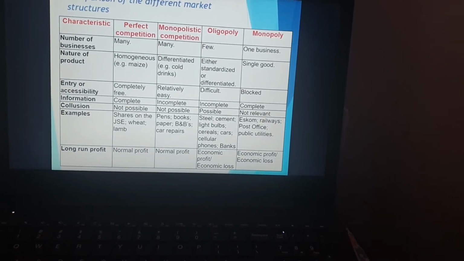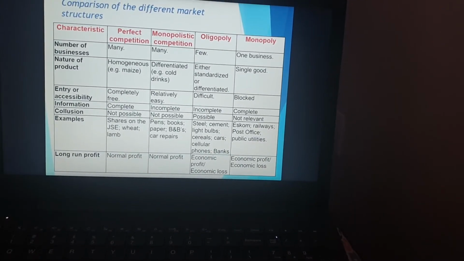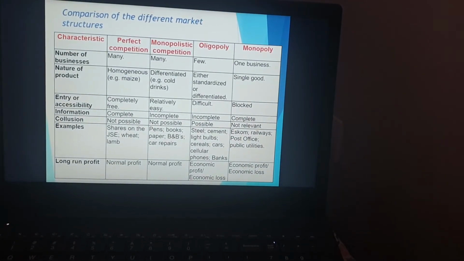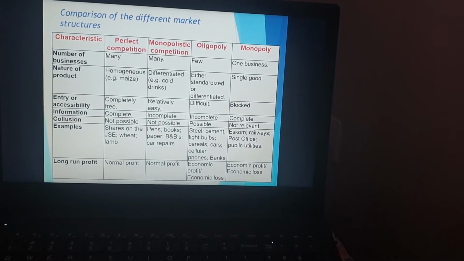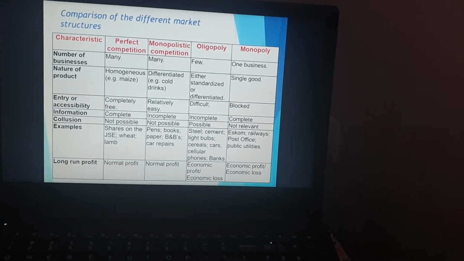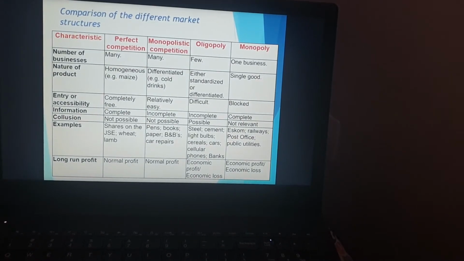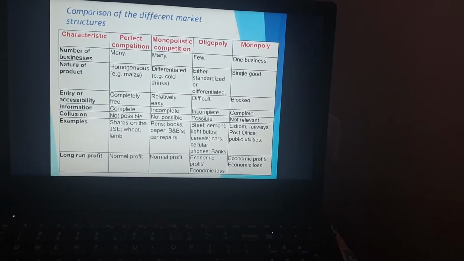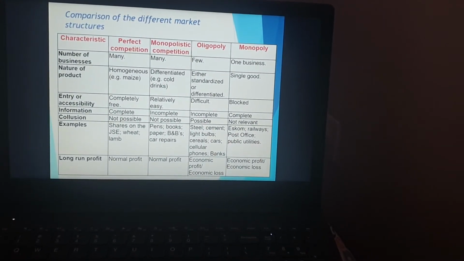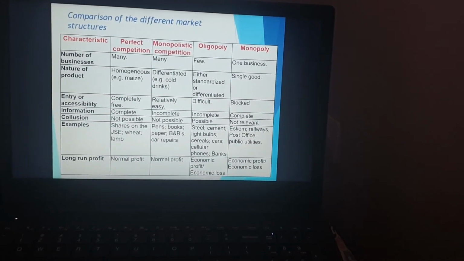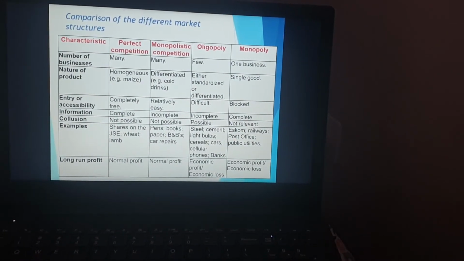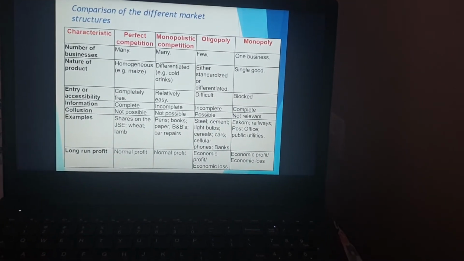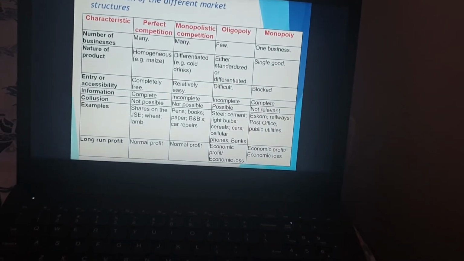Then entry or accessibility into the market. Perfect market, completely free. Monopolistic, relatively easy. Oligopoly is difficult. And monopoly is totally blocked. They don't allow anyone else to enter into the market. So some of these businesses like SAA, that is not doing very well at this stage, are going to have to be privatized, meaning private businesses buying over government owned businesses, or they're going to have to go 50-50 in a partnership.